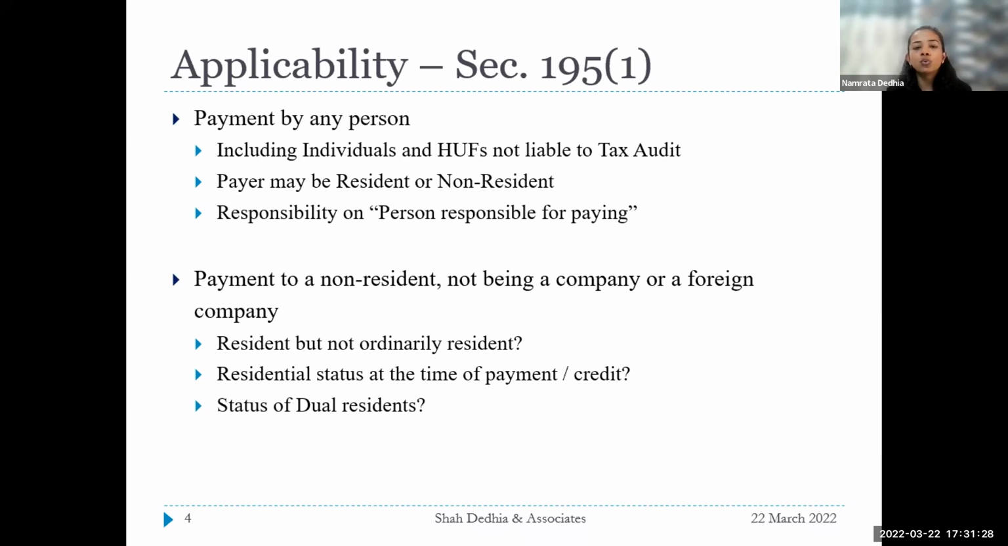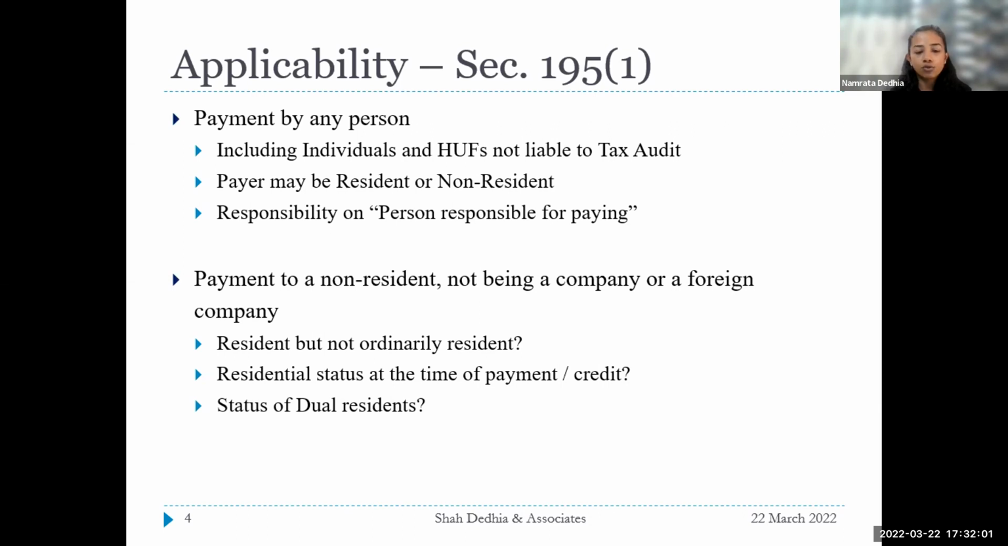The bigger issue in case of the residential status is at what point of time would you look at the residential status? Naturally, when you are making the payment or when you're crediting the amount in your books of accounts as payable to that non-resident, you are liable to undertake the compliance of section 195. You are liable to deduct TDS, and you are liable to subsequently make payment to the government, file the returns, etc.